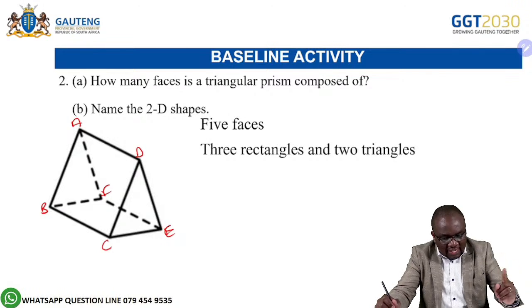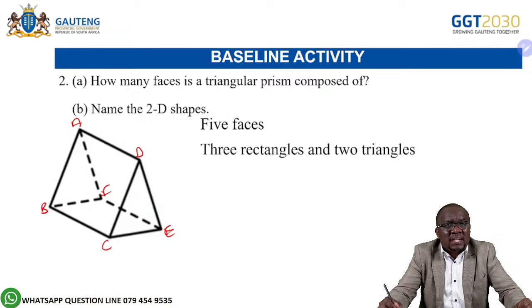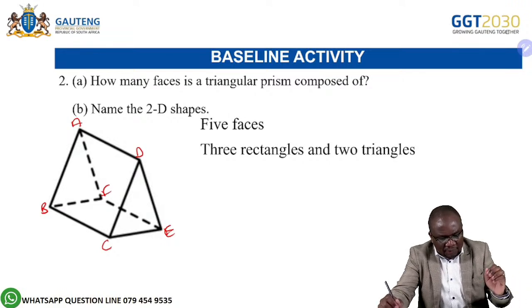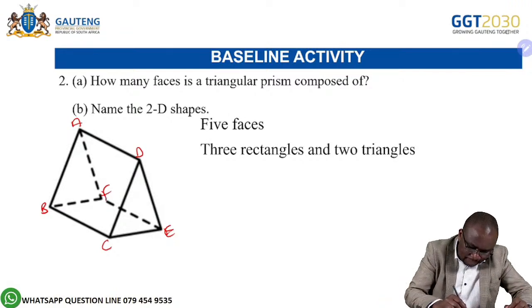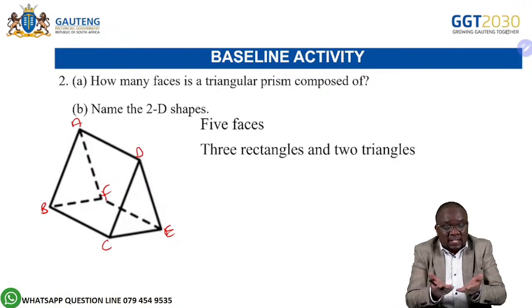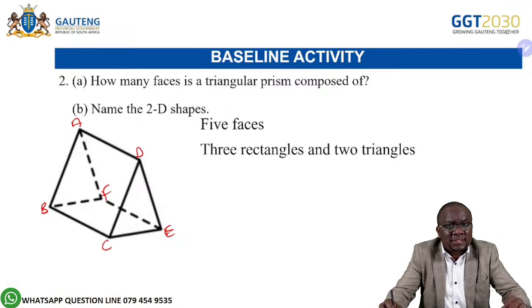And then there's rectangle ABCD. Do you see rectangle ABCD? You're just checking there on the screen. Don't write anything. And then there's another rectangle, ADEF. Do you see rectangle ADEF? And then the rectangle at the bottom there, BCEF. You see, there are 3 rectangles and 2 triangles.